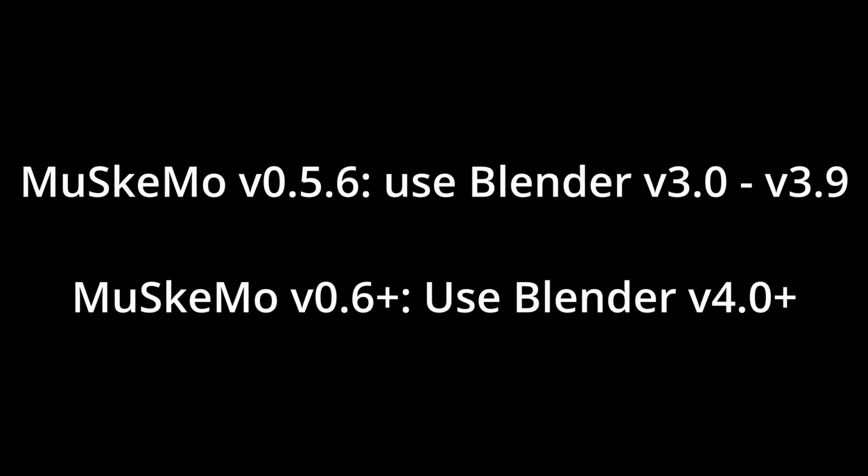Pasha from the future here. While recording the tutorial, I realized that Blender 4.0 and up has changed the OBJ exporting functionality. So you have two options. If you are using MuSkeMo version 0.5.6, then you need to use an older version of Blender, anything below 4.0. If you are instead using a newer version of MuSkeMo, everything will probably work, but you might want to use the newest version of Blender in that case.